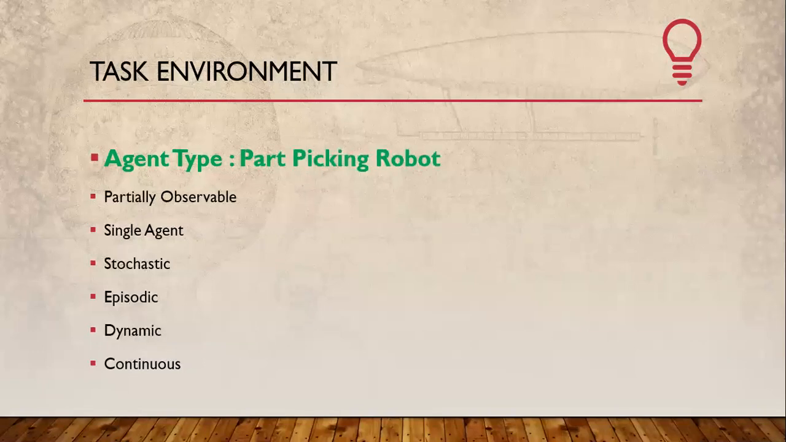Next is the part picking robot. Again, part picking robot: partially observable, single agent, and stochastic. Stochastic in the sense that at times it may happen that certain parts are received onto the conveyor belt and the agent is not trained for that. Episodic: the agent has to just take care of the current part which is going on.